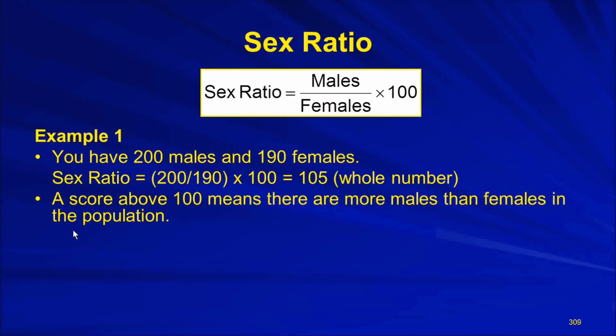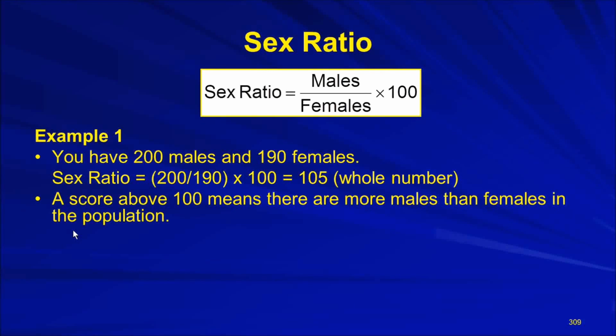Next, I'd like to address the sex ratio. And we know it as a ratio, obviously, because we have two distinct categories, males and females. In the numerator are males, and in the denominator are females, and it's multiplied by 100. Now, notice this isn't 100%. This is a 10 to the nth. So let's talk about example 1 here.